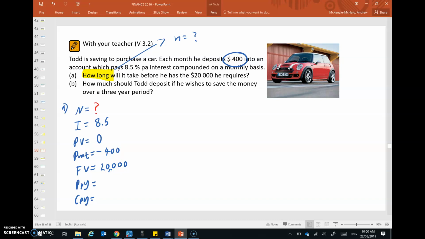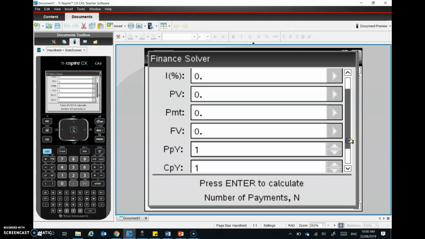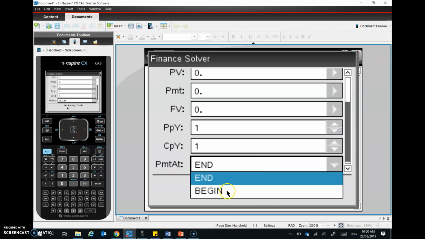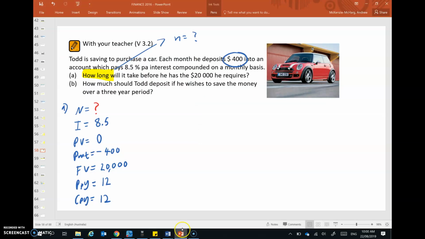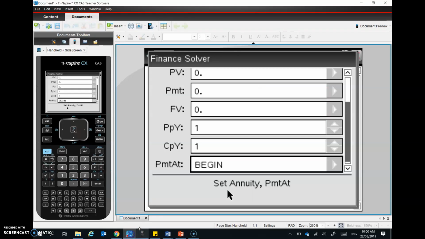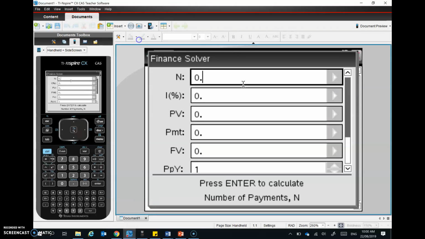PPY and CPY are how often the payments are made and how often it compounds per year. So this is monthly. We're going to put 12 here and here. Now, for these annuities in advance questions, we also need to make sure that the calculator says begin down the bottom. And we'll write that on the page here as well, just to show anyone who's reading that we understand we need begin at the bottom on the calculator. So let's go and put these into the calculator, finance solver, and see what we get.